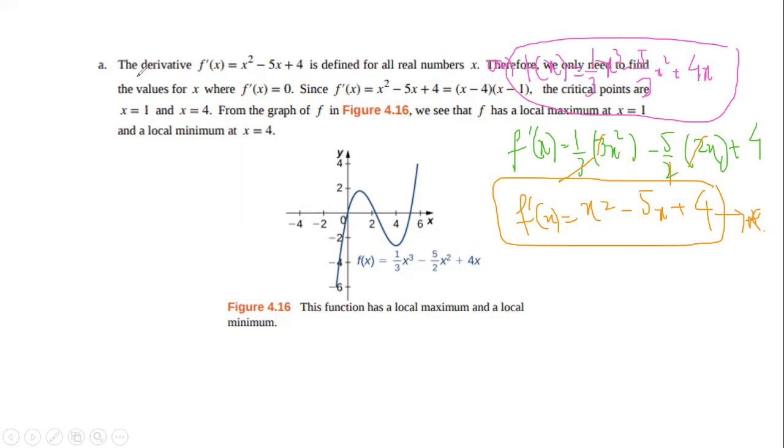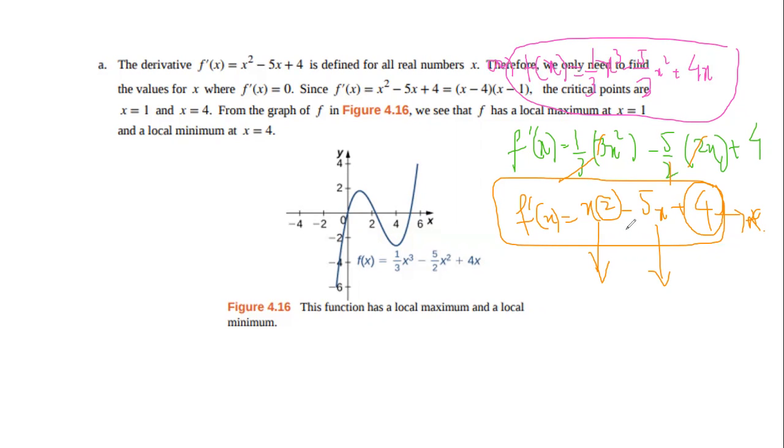This derivative is defined for all real numbers x. Why all real numbers x? Because when I put x equals 0, there is 4, so the value is defined at every point. This squared value will convert negative values to positive values. Therefore, we only need to find the values where f derivative of x equals 0.